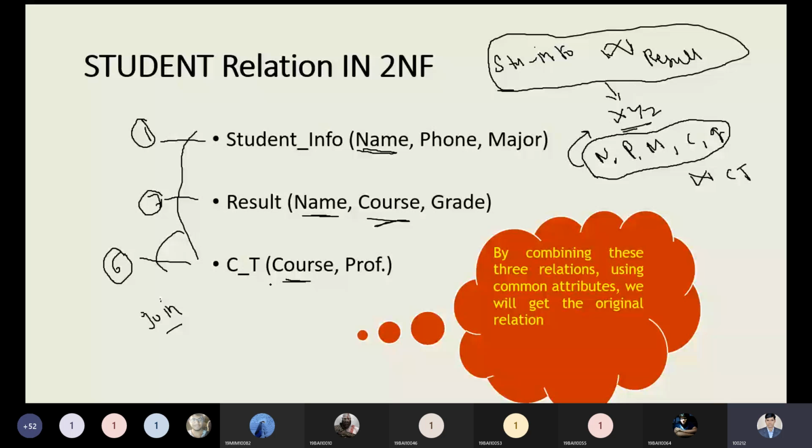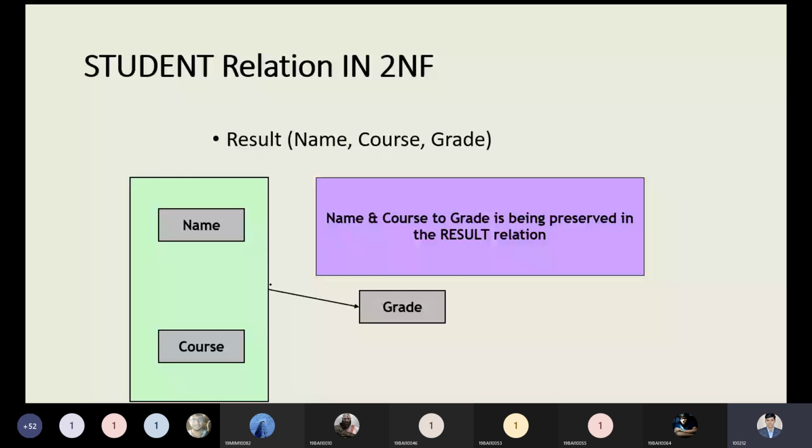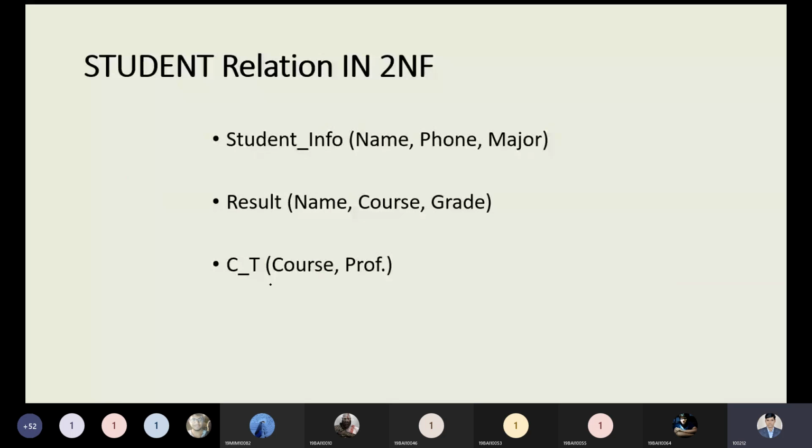What I'm doing is applying lossy decomposition. I may lose my information. So I'm not preserving the dependency, I'm not preserving such information. Here, these diagrams are describing this concept. Now see, same thing, name and course are related and preserved in the result relation. So this is the point. Finally we got three different relations after applying normalization.